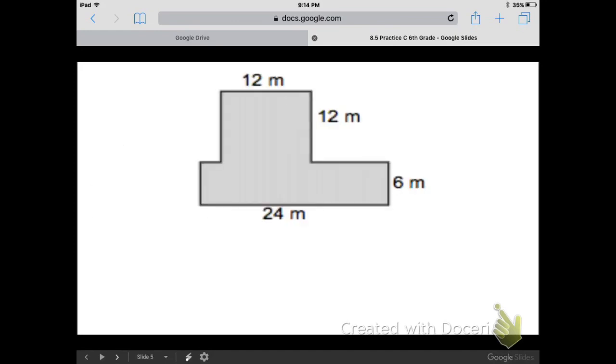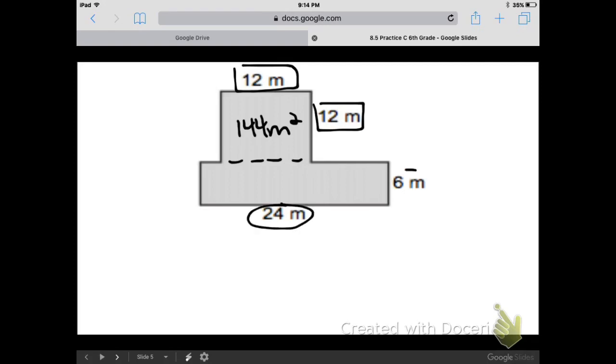Alright, this particular shape is interesting, and I'll show you why in a minute. So we can see that we have a square right here, because we know that 12 and 12 are the same. 12 times 12 is 144 meters squared. And then on the bottom, which is our rectangular portion, we have the length and width, which is 6 times 24. Well, that's also 144 meters squared. So notice that the area is the same, but the layout of the room, if you're thinking of it like a blueprint, is different. We'll add those together, so you get 288 meters squared for that one.